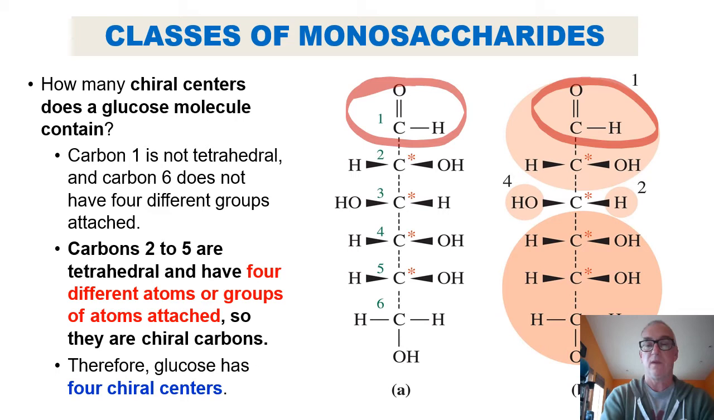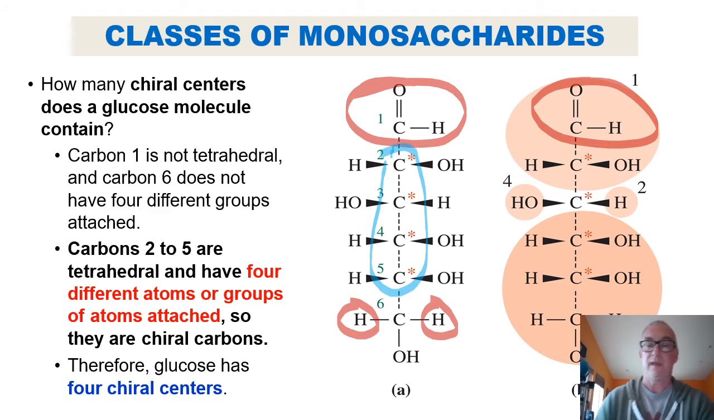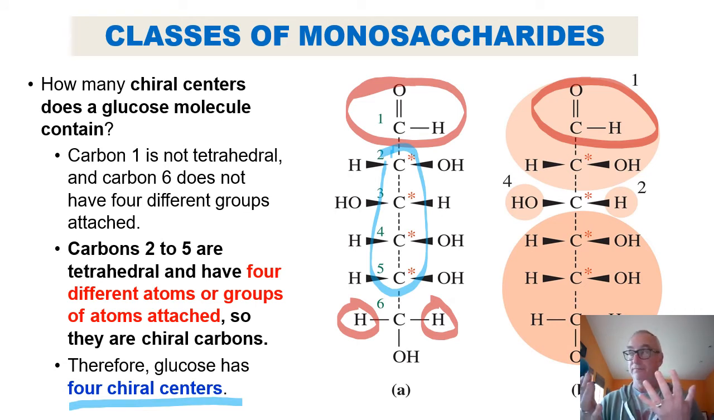And on the bottom, carbon 6 has hydrogens on either side. So they're the same, so that isn't chiral either. So what that leaves us with is carbons 2, 3, 4, and 5, which are all tetrahedral and have four different groups. So they are all chiral. So glucose has four chiral centers. That means there's a lot of different variations that you could make out of it. And again, as I'm going to keep repeating, only one of all of those possibilities is used as a source of energy in the body.